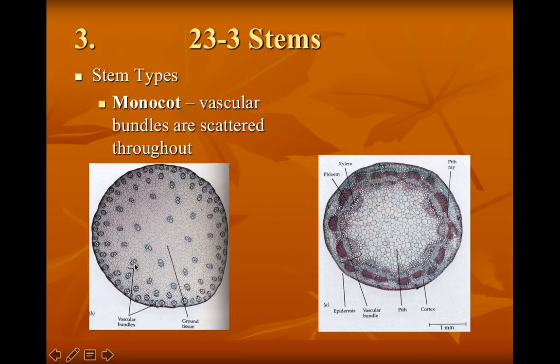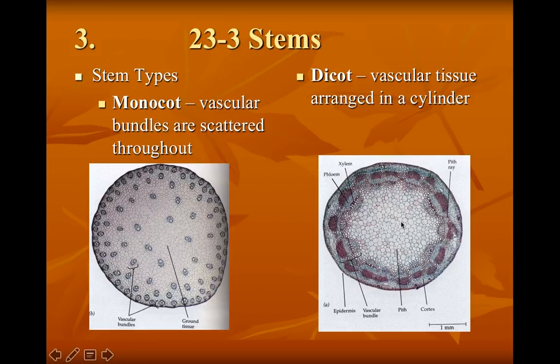So each bundle actually has a little bit of phloem and a little bit of xylem. All of these have phloem and xylem to allow for two-way traffic, right? Remember, xylem is what's bringing water from the roots up to the plant. Phloem is what's responsible for bringing photosynthesis products like glucose down to the root and down to other parts of the plant. So monocots have these scattered vascular bundles throughout.